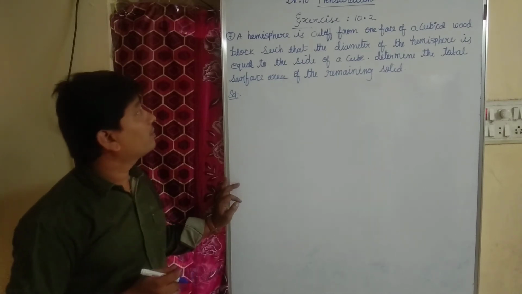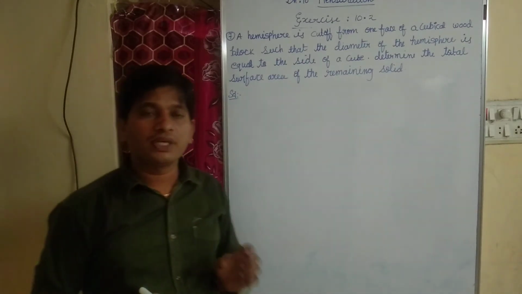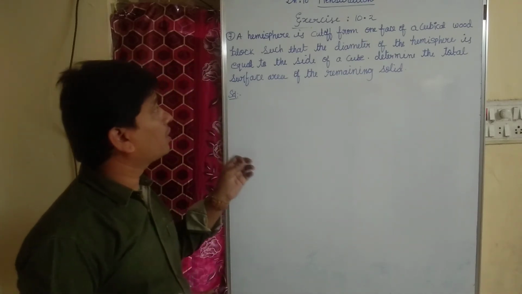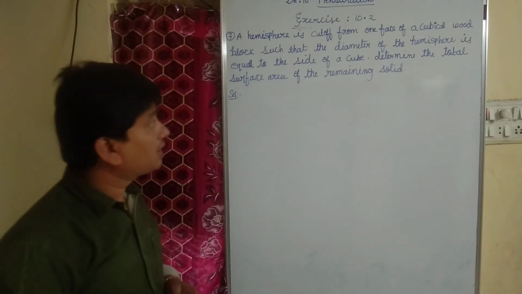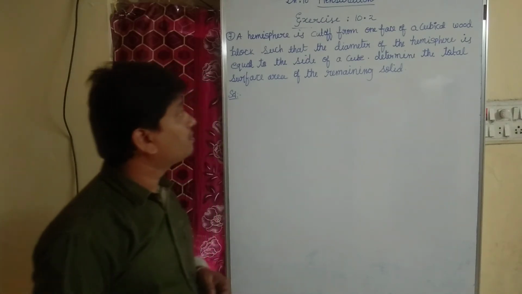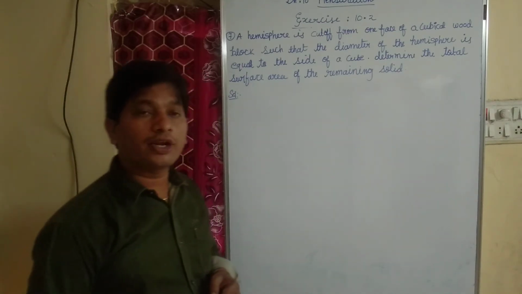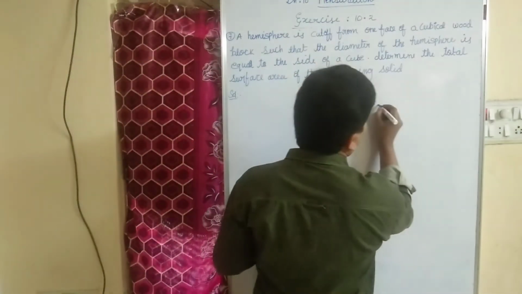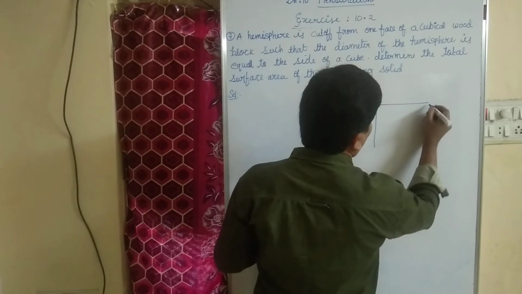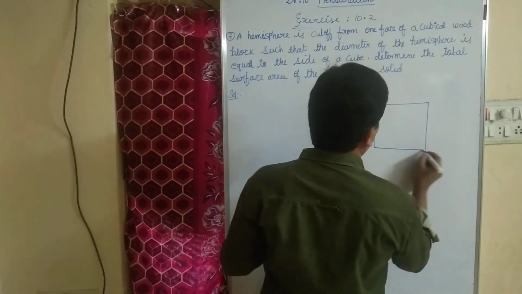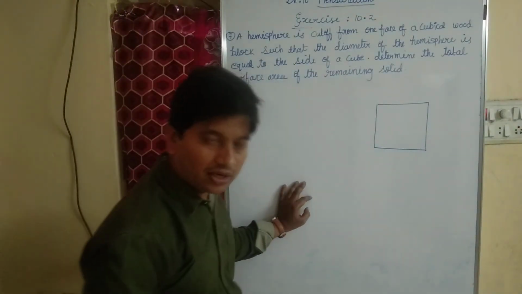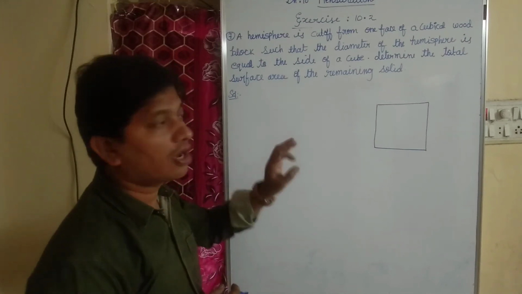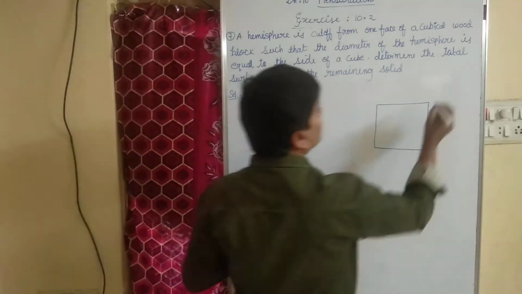Now coming to seventh problem. A hemisphere is cut off from one face of a cubical wooden block such that the diameter of the hemisphere is equal to the side of a cube. As we know, a cube is made up of squares. It has 6 faces.